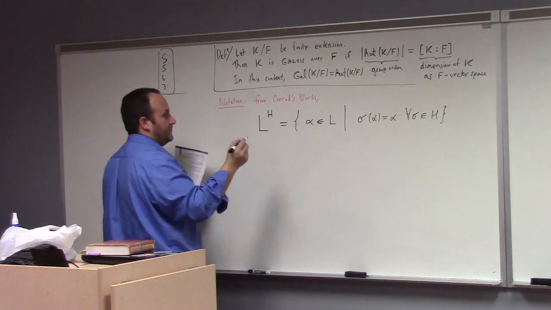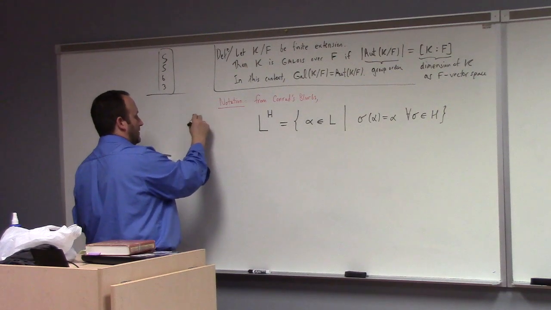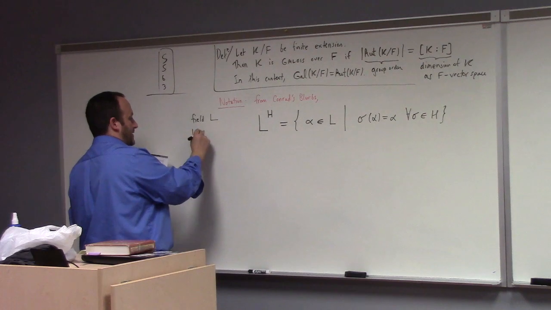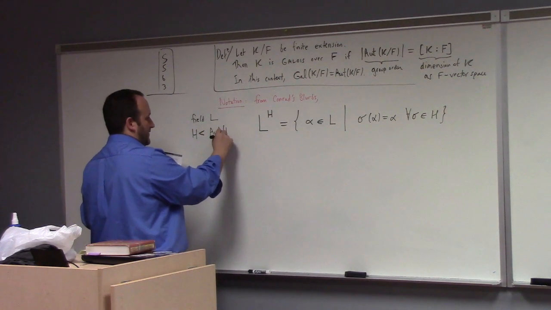L upper H is the set of alpha, an element of L, such that sigma of alpha is equal to alpha for all sigma in H. And so here we're looking at a field L, and we're looking at H, a subgroup of the automorphisms of L.